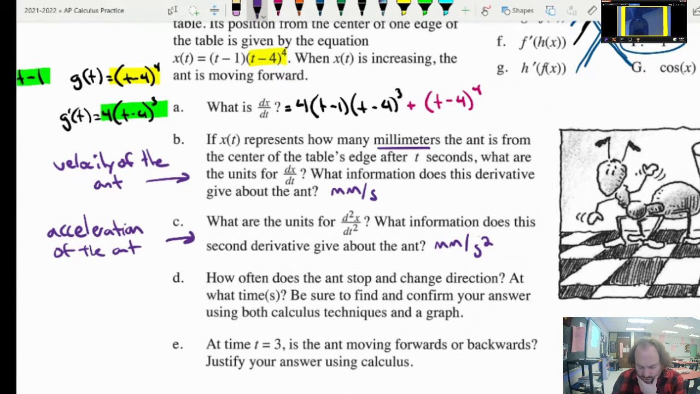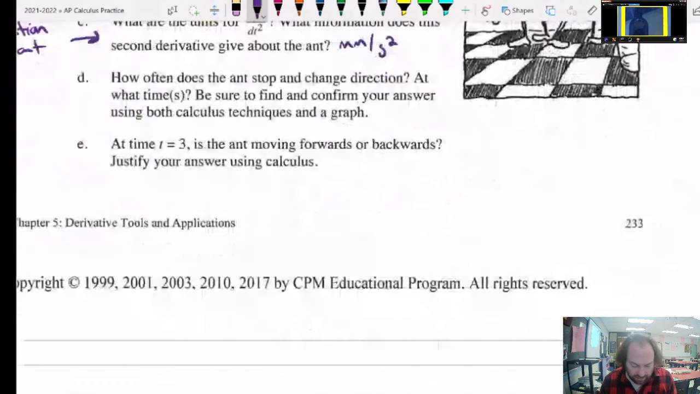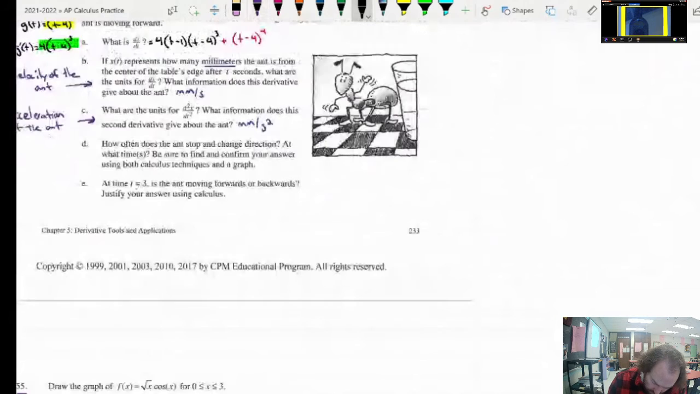Right there. Question D, how often does the ant stop and change direction, and at what times? Be sure to find and confirm your answer both using calculus techniques and a graph. So we're going to look at the graph in a moment, but I think this one's actually relatively easy to do because we know what the derivative is. So for question D, when we're looking for stop and change direction, what we're looking for is when does this whole thing, 4 times t minus 1 times t minus 4 to the third plus t minus 4 to the fourth, when does this equal 0?